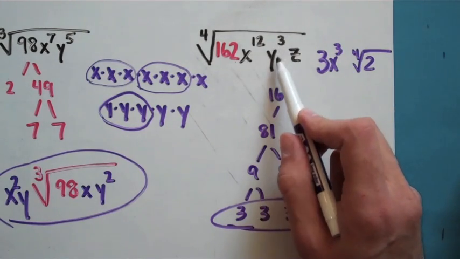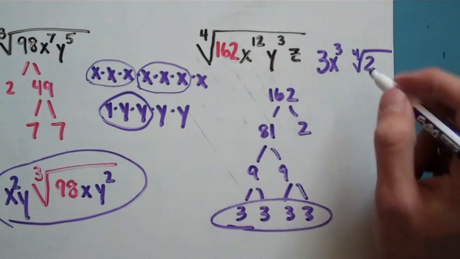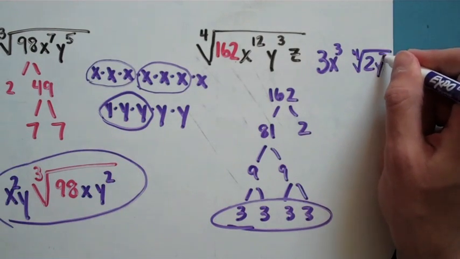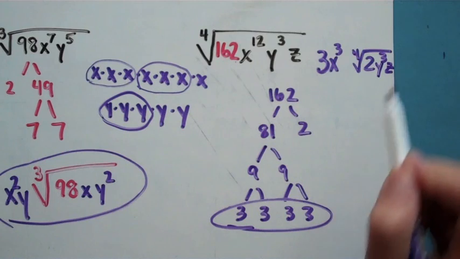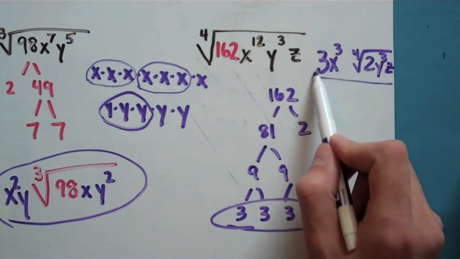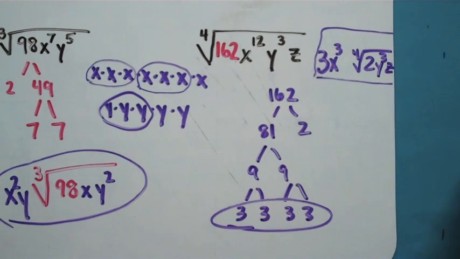I only have 3 y's. That's not enough to even make one group, so the y's have to stay inside. And I only have 1 z. That's not even close to enough, so that z has to stay inside as well. So let's run out of space right there, but that would be my final answer for this second problem.